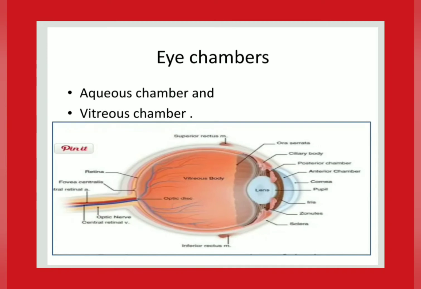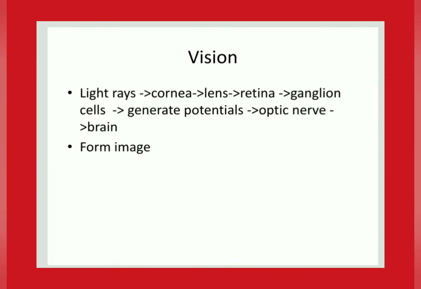Next, coming to the vision, how the image is produced. First the light rays enter the cornea, and next the lens, to the retina. After the retina, the ganglion cells generate the potentials, which go through the optic nerve to the brain, and they form the image. Actually rods and cones help in this. Rods produce dim light vision, while cones produce colored vision.